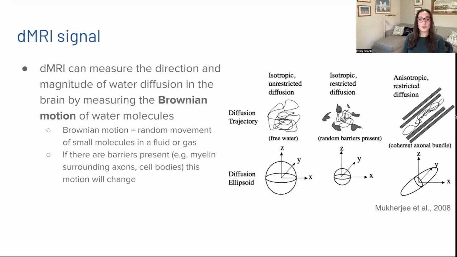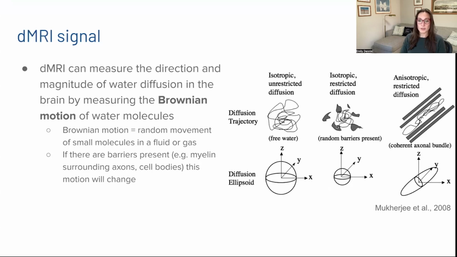So first, what is diffusion MRI? Diffusion MRI can measure the direction and magnitude of water diffusion in the brain by measuring Brownian motion of water molecules. Brownian motion is just the random movement of small molecules in a fluid or a gas. So for example, in this image here, in an area where there are no boundaries, you're going to have water just moving randomly around the space. If there are barriers present, however, such as myelin surrounding the axons, or cell bodies or other barriers within the space, this will change the magnitude and or the direction of water diffusion.